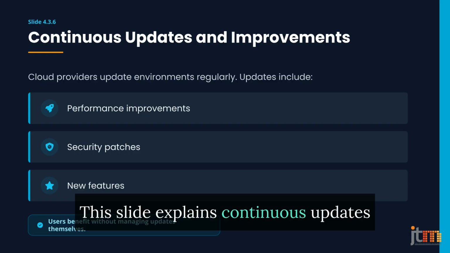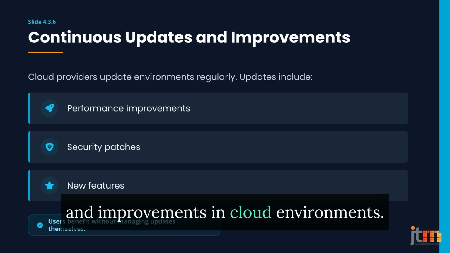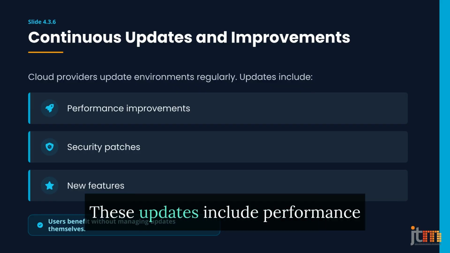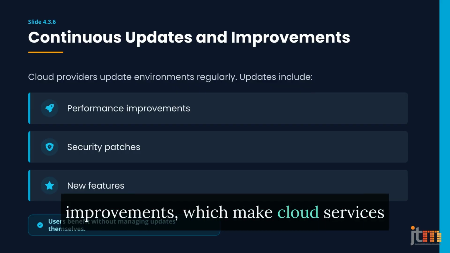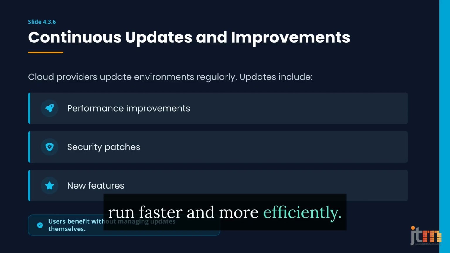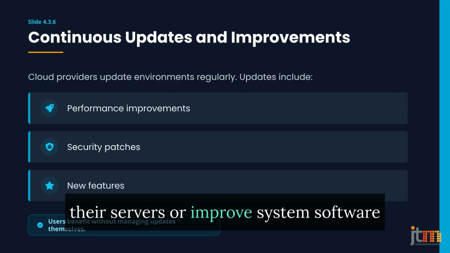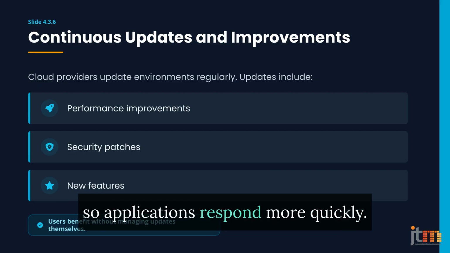This slide explains continuous updates and improvements in cloud environments. Cloud providers update their environments regularly. These updates include performance improvements, which make cloud services run faster and more efficiently. For example, cloud providers may upgrade their servers or improve system software so applications respond more quickly.